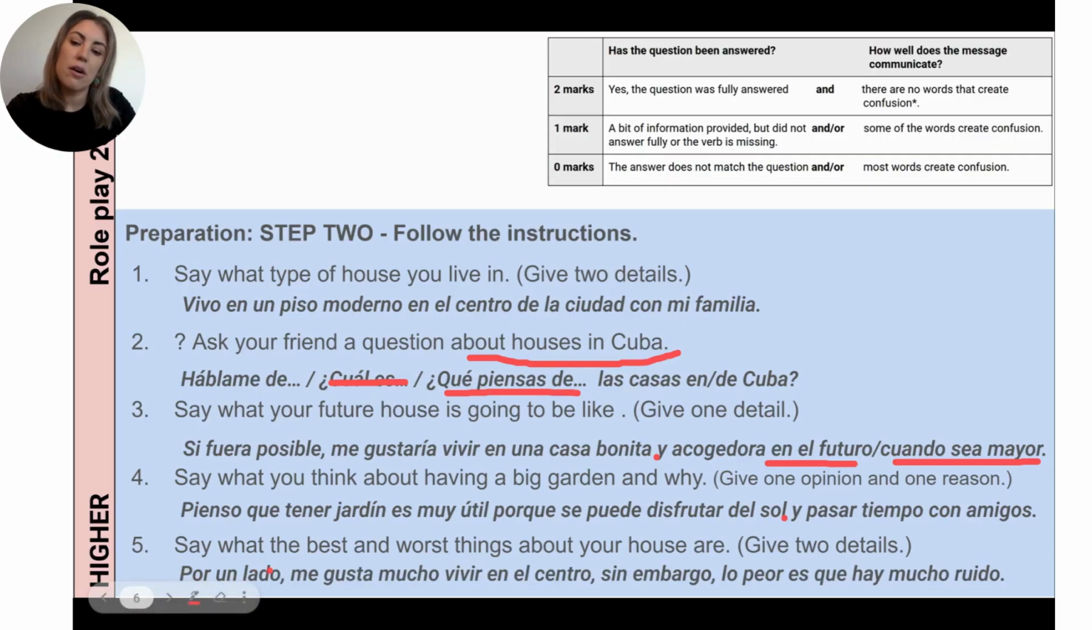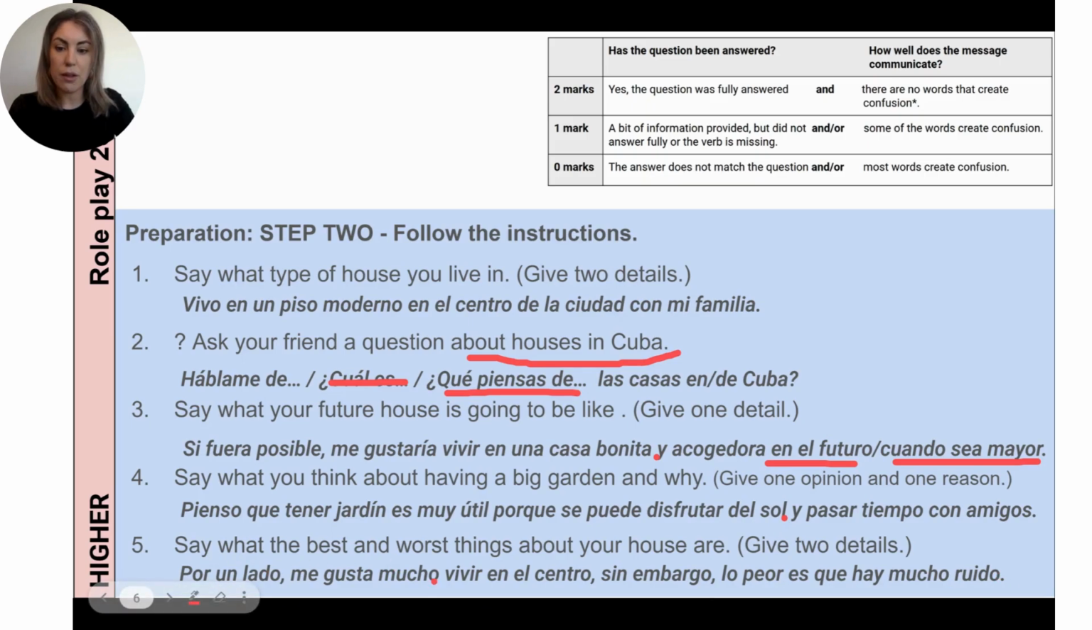And I went with, on the one hand, por un lado, me gusta mucho vivir en el centro, because I said I live in the city center. So on the one hand, I really like living in the city center. Sin embargo, however, lo peor es que hay mucho ruido. The worst thing about it is that it is very noisy. Okay, so that's an example.